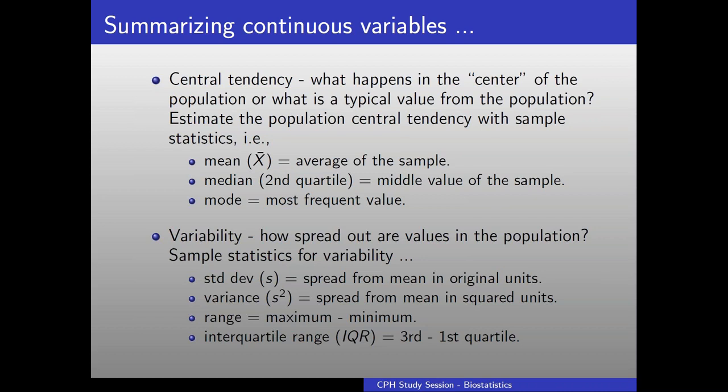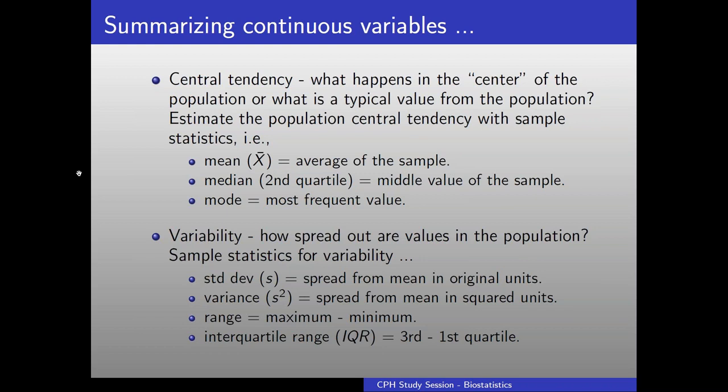Variability. Variability is how spread out the values are in the population. You might have called it a measure of dispersion as well. Sample statistics for variability are standard deviation, which is the spread from the mean in terms of original units, or variance, that's the spread from the mean in squared units, or the range, which is the maximum value minus the minimum value, or the interquartile range, which is the third minus the first quartile.